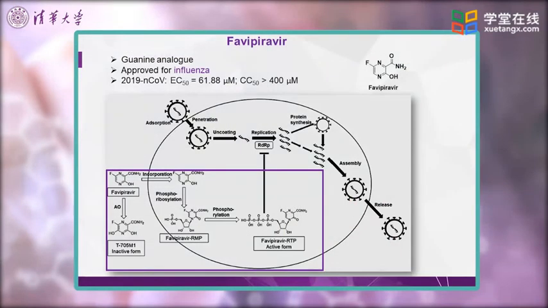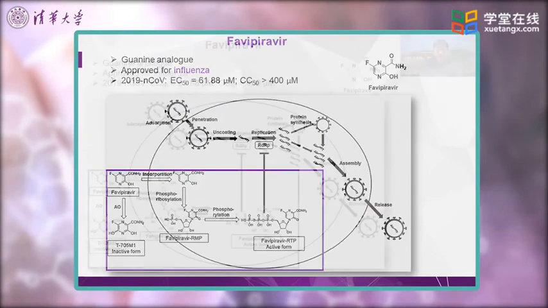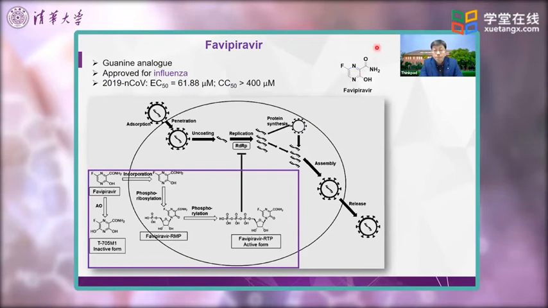The second nucleotide analog I will mention here is favipiravir. Here is the favipiravir structure. It's a guanine analog. It has been approved for treatment of influenza infection. The in vitro assay shows this drug has an EC50 value around 60 micromolar.